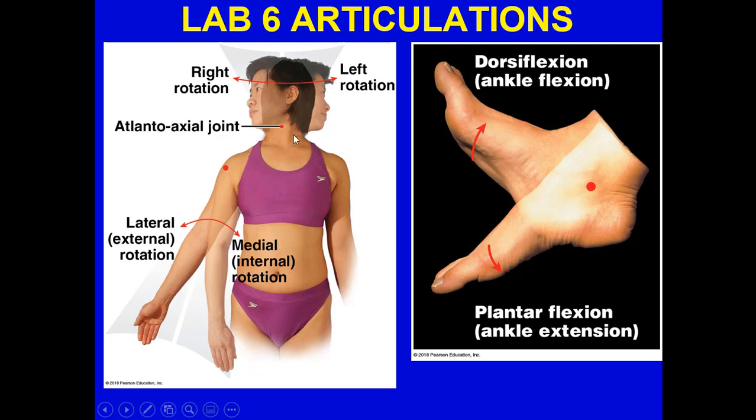The atlantoaxial joint, this is between C1 and C2. The lateral rotation, the internal rotation, or medial rotation. You'll note all of this is occurring because of the movement of the joints that are in the radius and the ulna. Dorsiflexion, plantar flexion. Okay, so here we have dorsiflexion. We're bringing up. This is always occurring via the ankle, and so you bring the front part of the foot upwards. Bringing it downwards, that's ankle extension.